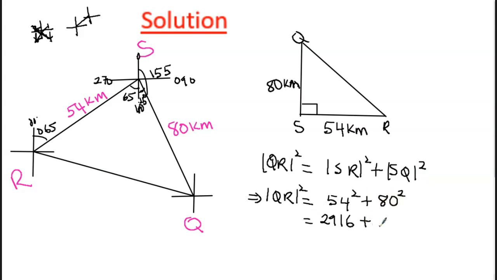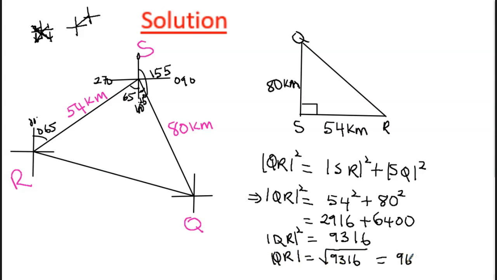And then this is 2916 plus 6400. When you put them together, you get 9316. We were asked to find QR, not QR squared. So the length QR is the square root of 9316, which is 96.519 kilometers. Remember, you were told to correct your answer to one decimal place.